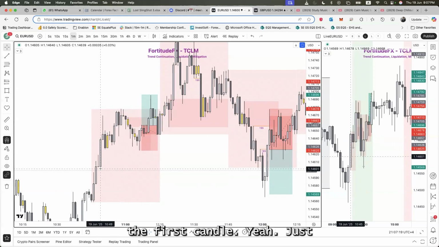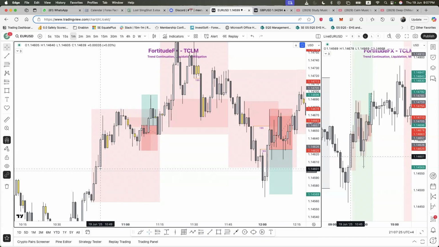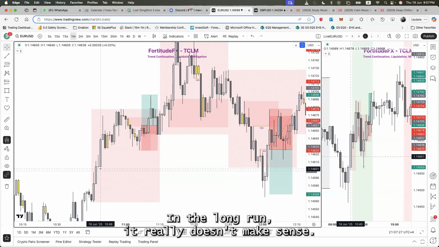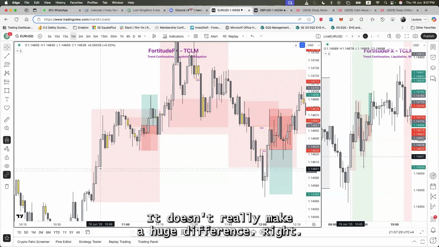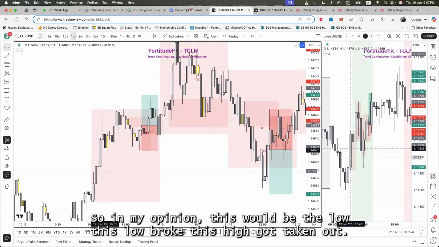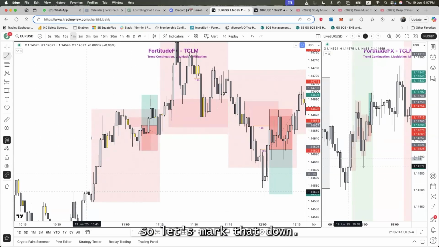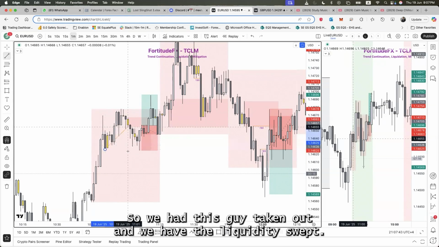Yeah, just statistically talking, the chances are there. However, they're quite small. In the long run, it really doesn't make a huge difference, right? Because they're both very powerful setups. So in my opinion, this would be the low. This low broke this high, got taken out, and it got swept right here, right? So let's mark that down. So we have this guy taken out, and we have that liquidity swept.